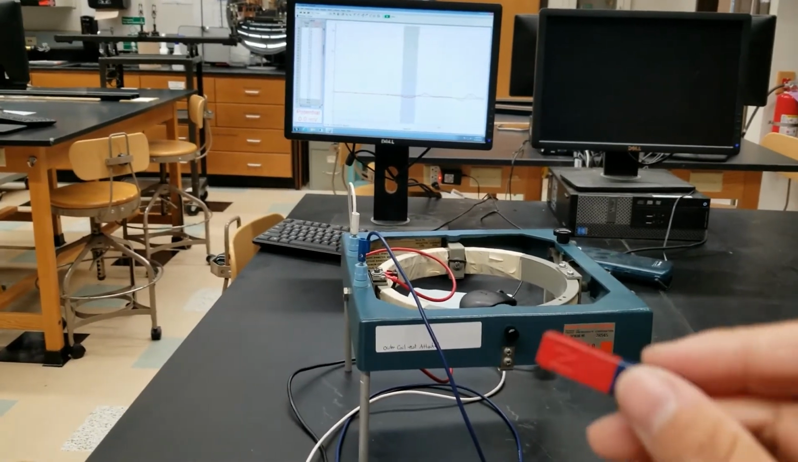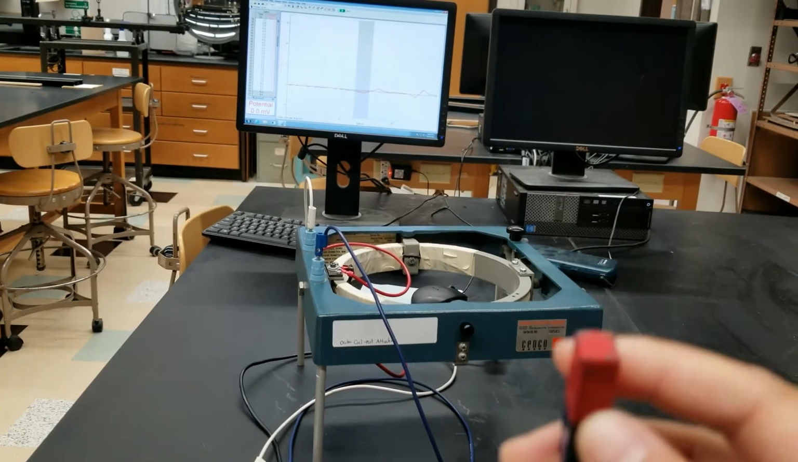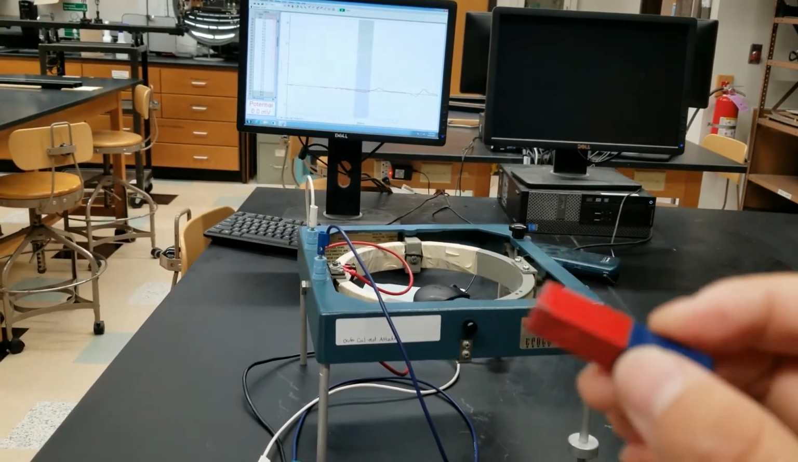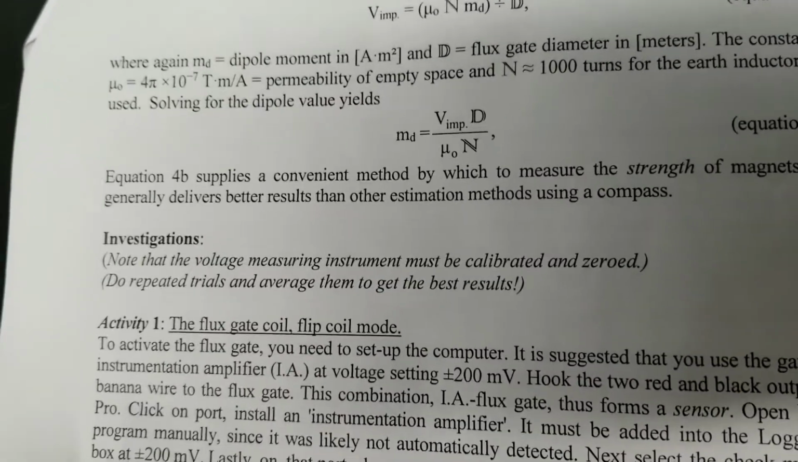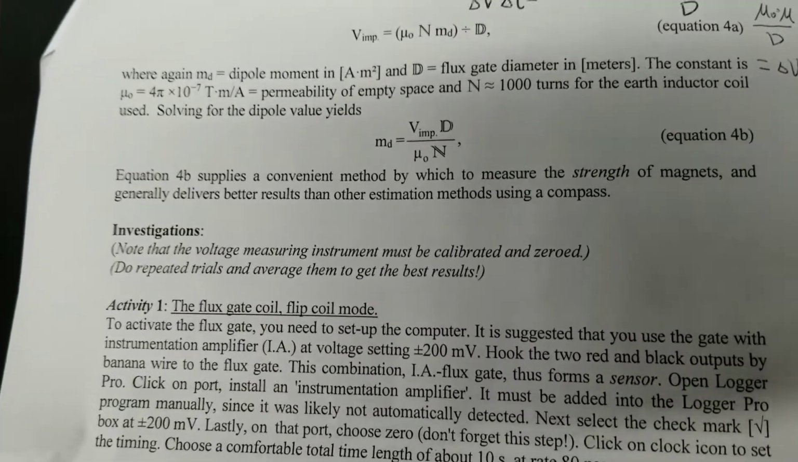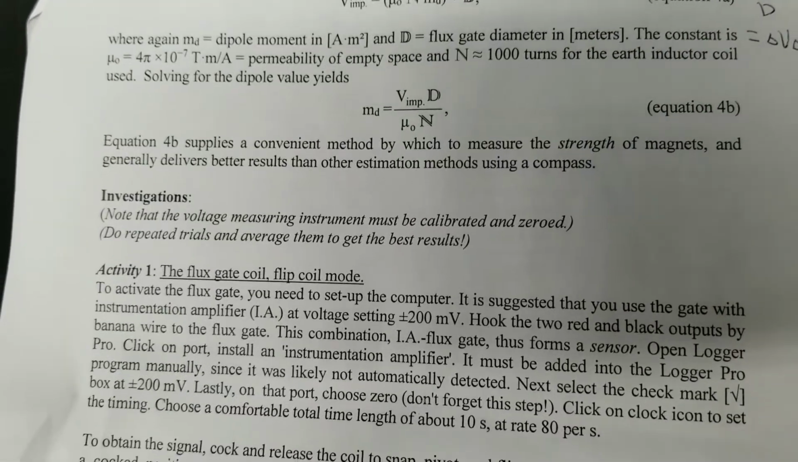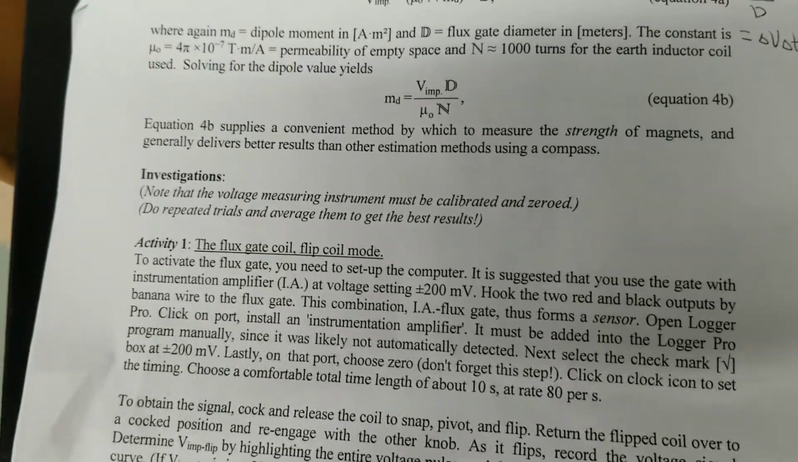Next, I'm going to use the same device, the Earth inductor, to find out the magnetic moment M of this bar magnet by using this equation in the manual. I'm going to find out the impulse, and D is the diameter, that's given, and N is the number of turns, that's also given, 1000.